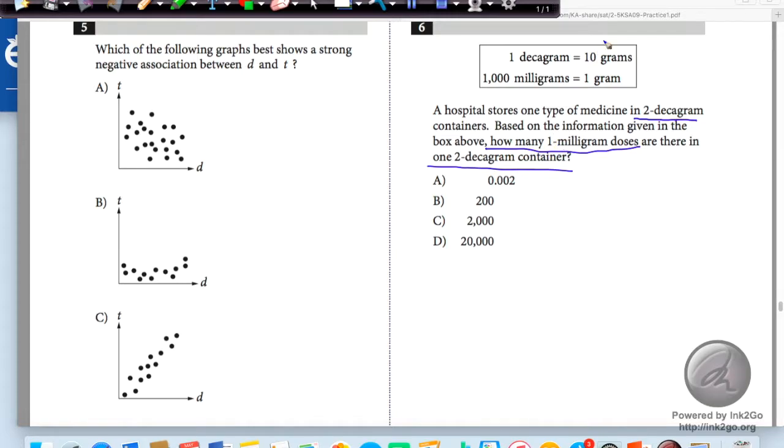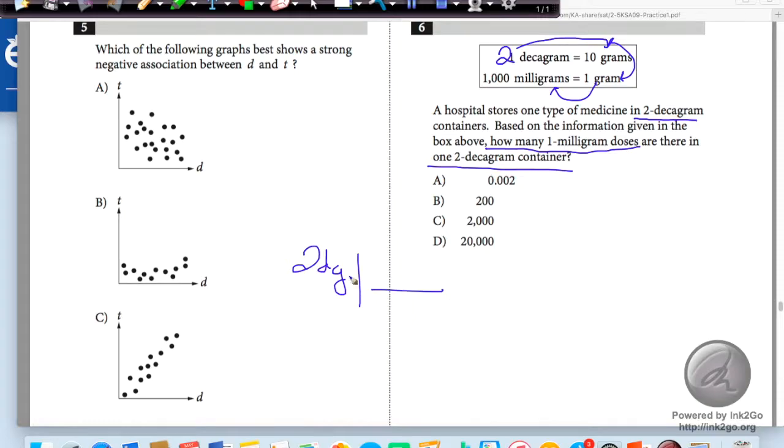So I'm going to attempt to do 2 decagrams here, and I want to convert this all the way through using dimensional analysis in order to solve for milligrams. Knowing that I have 2 decagrams beginning, I want to solve for how many milligram doses, so I want to convert this through each of the unit conversion factors.